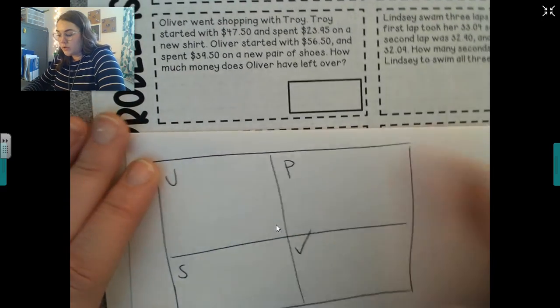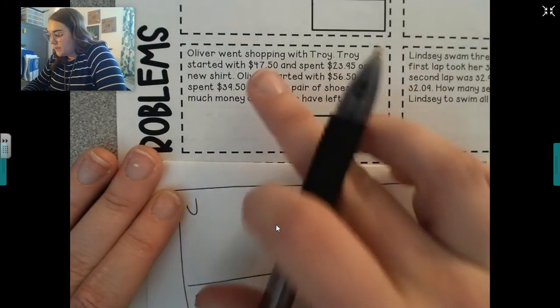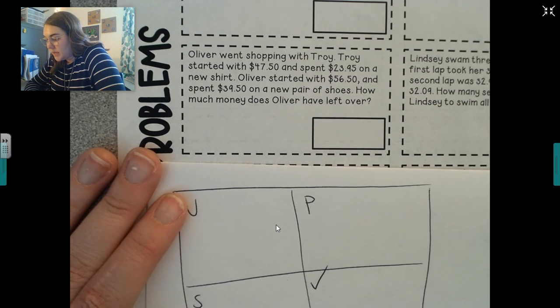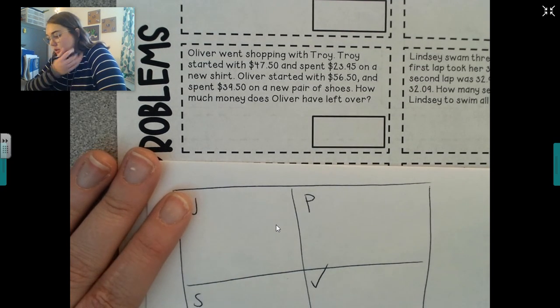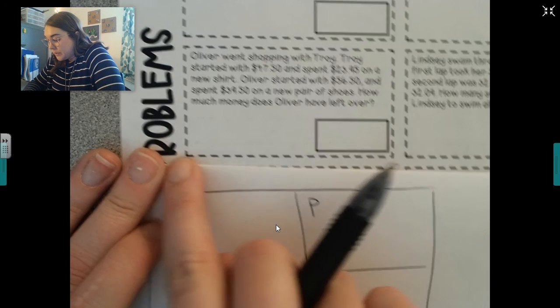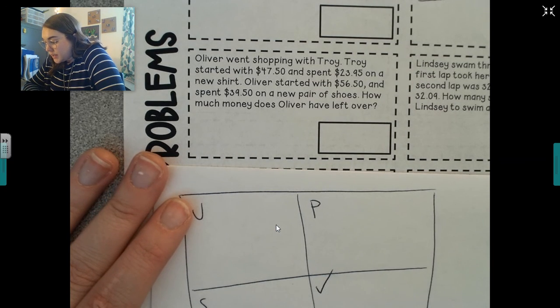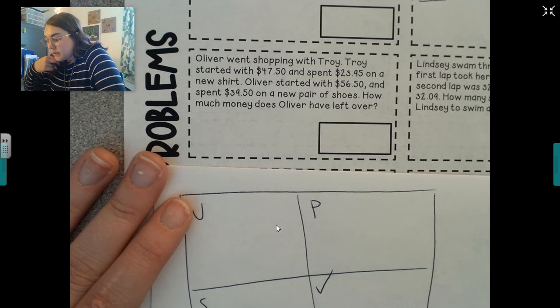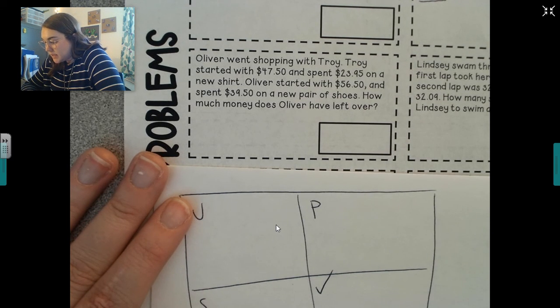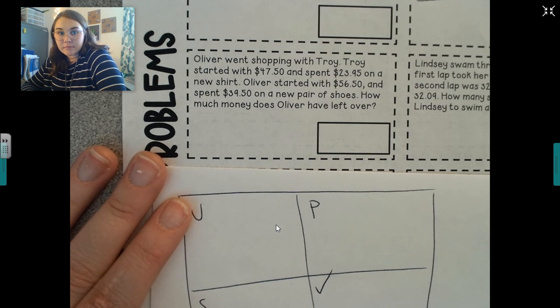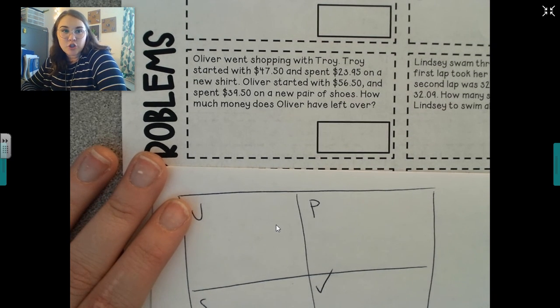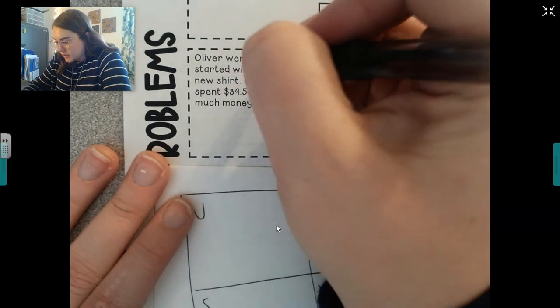Oliver went shopping with Troy. Troy started with $47.50 and he spent $23.95 on a new shirt. Oliver started with $56.50 and he spent $39.50 on a pair of shoes. How much money does Oliver have left over? They're trying to trick us here. I am going to go ahead and circle all of the numbers and underline my question.